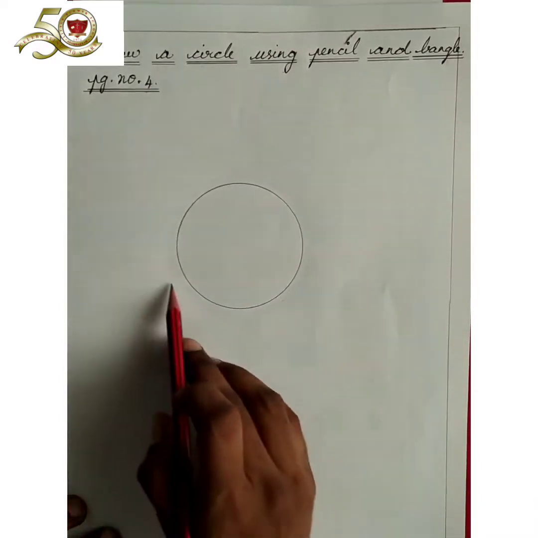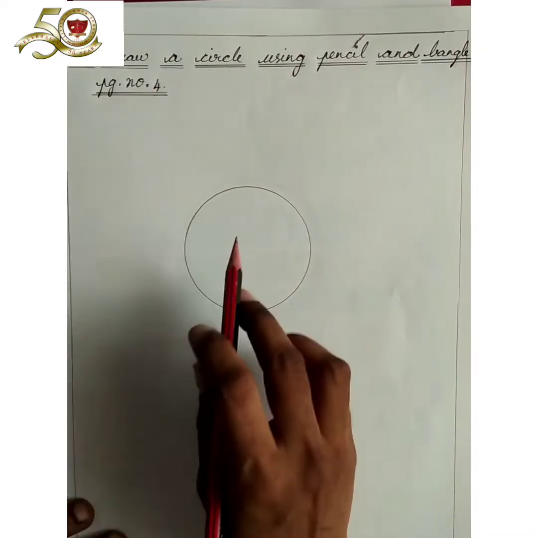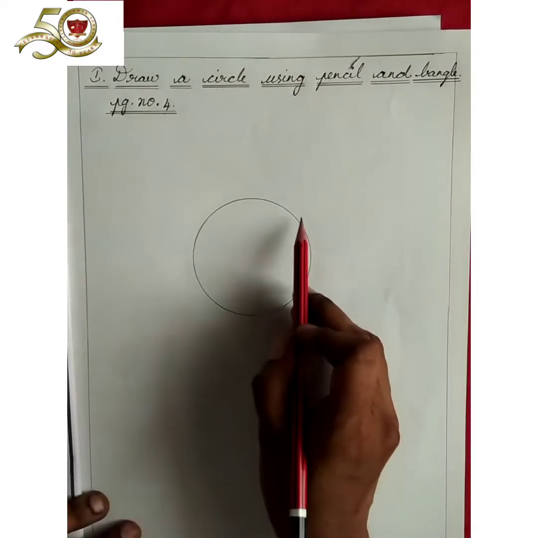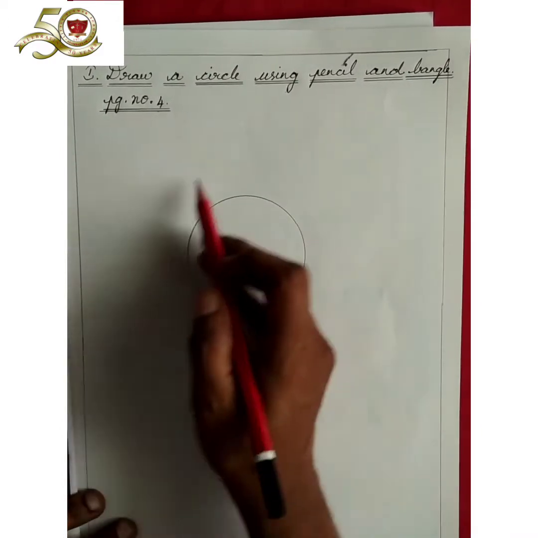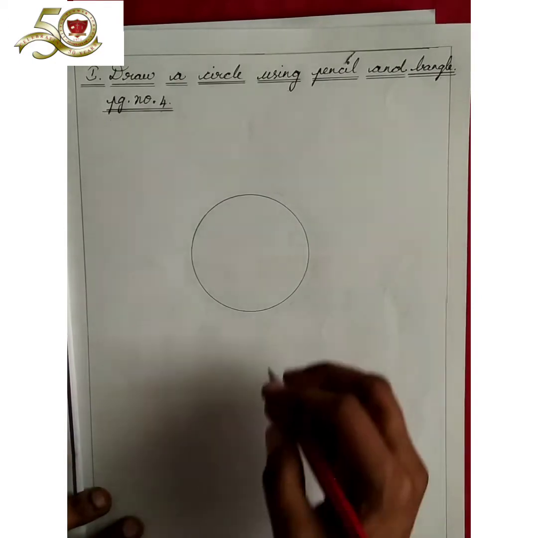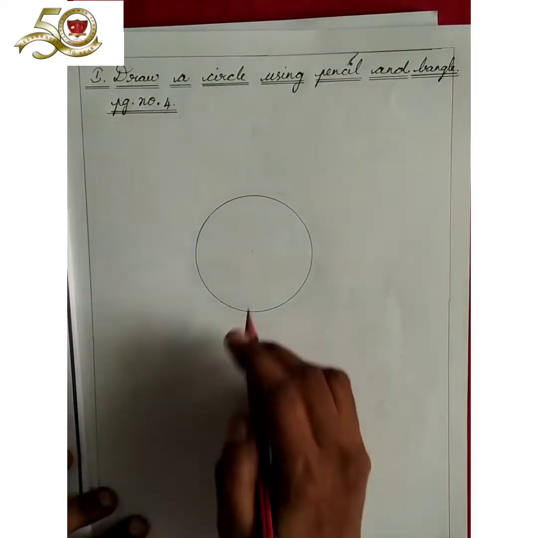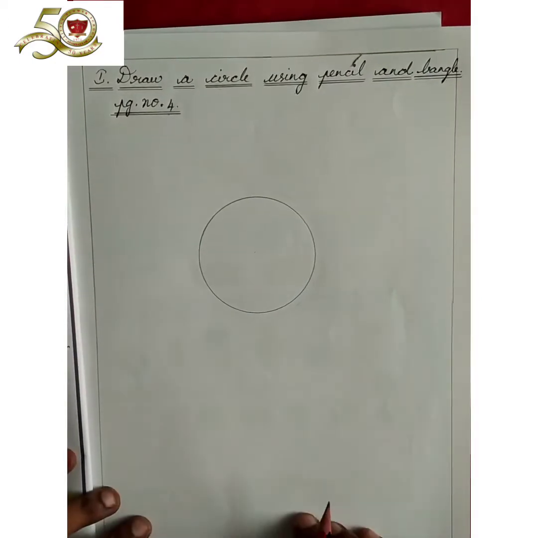A circle is a closed curve. See, it is closed. It has no sides. See, can you see any sides here? No. And no corner. But a circle has a center point. See, it has a center point.